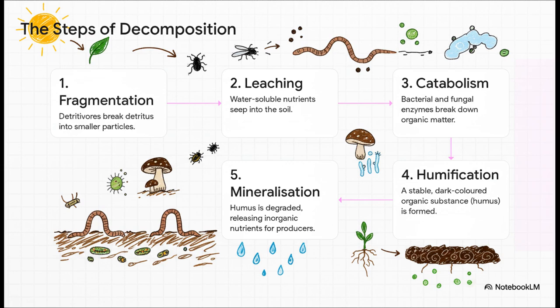First, bigger critters like earthworms break the detritus up into smaller pieces. Then, water leaches out some of the nutrients. After that, bacterial and fungal enzymes get to work chemically breaking things down even more. This creates a stable, dark stuff called humus, which finally gets mineralized back into the basic inorganic nutrients that plants need to grow. And just like that, the circle of life is complete.